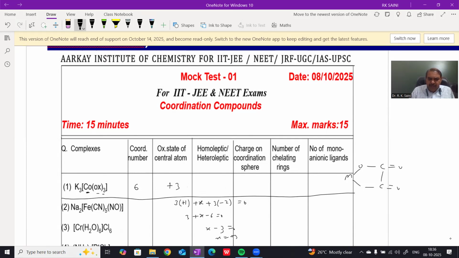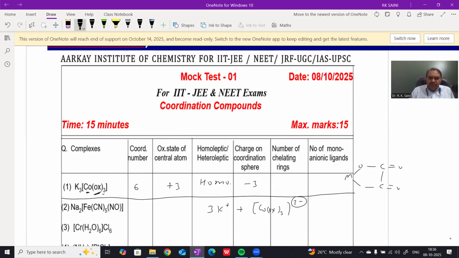Homoleptic, heteroleptic: when one kind of ligand attaches with the central atom, the complexes are known as homoleptic. Homoleptic. Charge on the coordination sphere: according to Werner theory, when this complex is ionized, it gives 3 potassium ions and 1 complex ion, and this complex ion carries -3 charge. So the charge on the coordination sphere is -3.